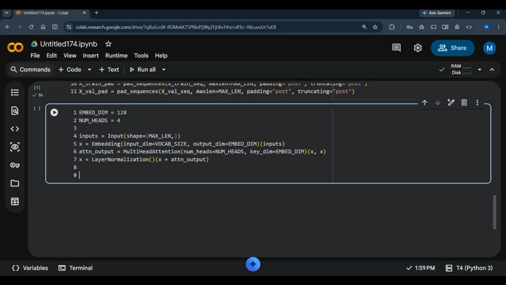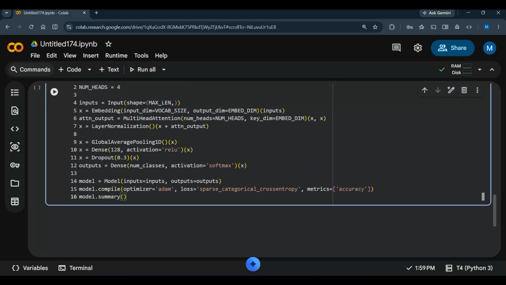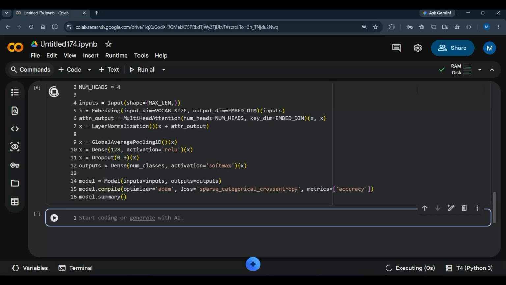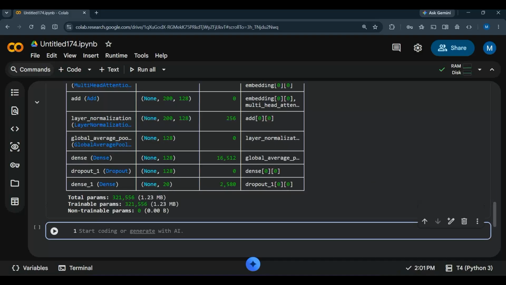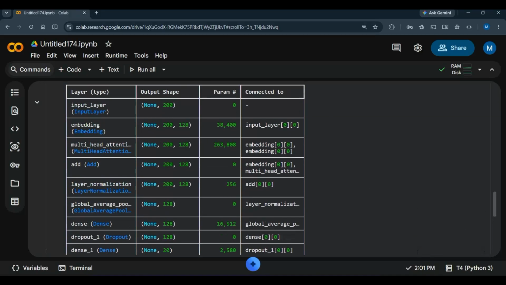We still have 200 separate character vectors right now, but we want one single answer for the whole sentence. Global average pooling averages all 200 down into one summary vector, the sentence's meaning fingerprint. A dense layer refines that summary further, and the final dense layer with softmax turns it into 20 probabilities, one per language, all adding up to 100%. Whichever is highest is our prediction.